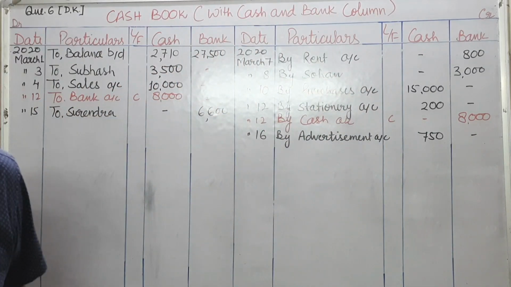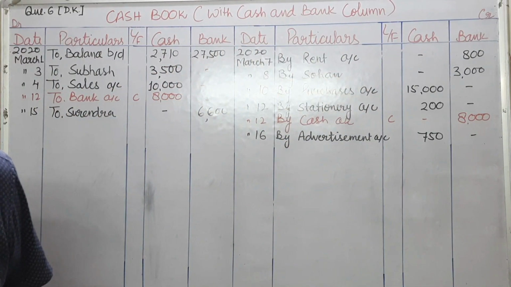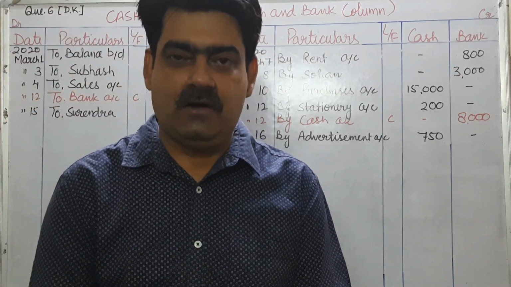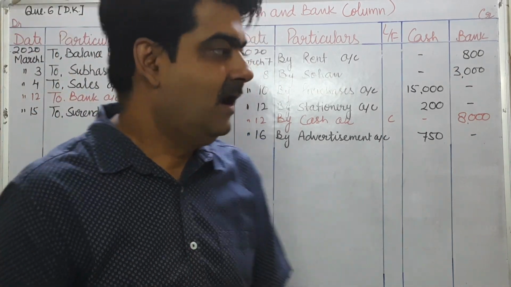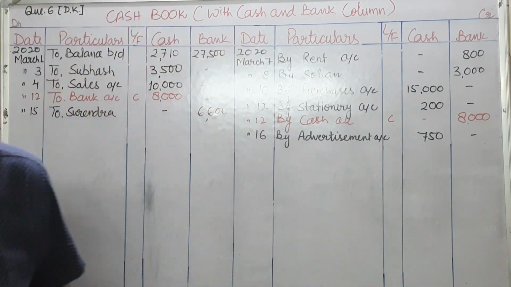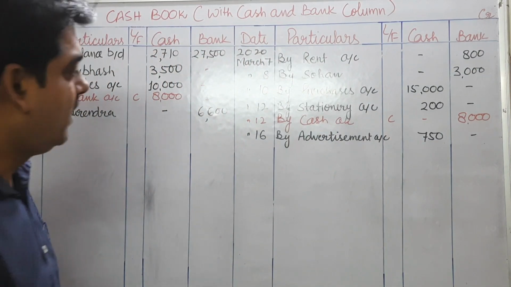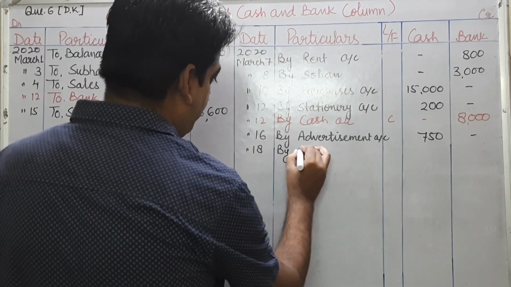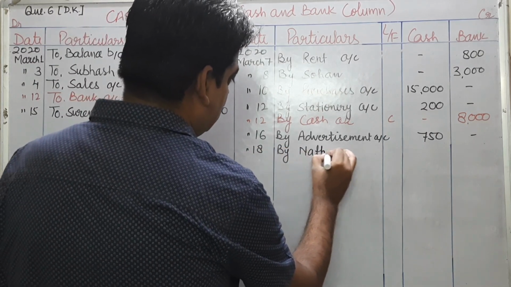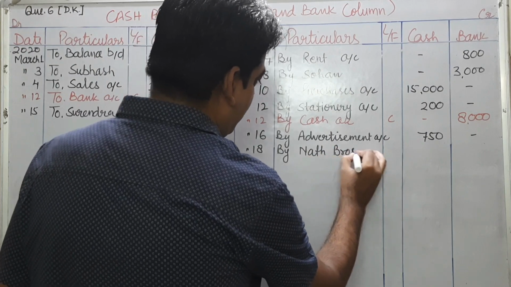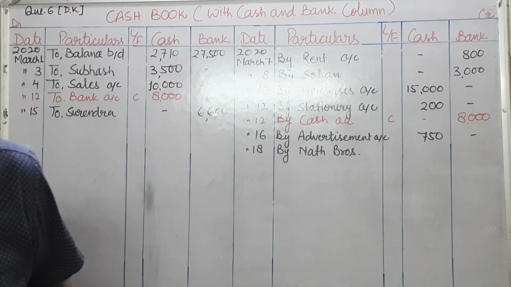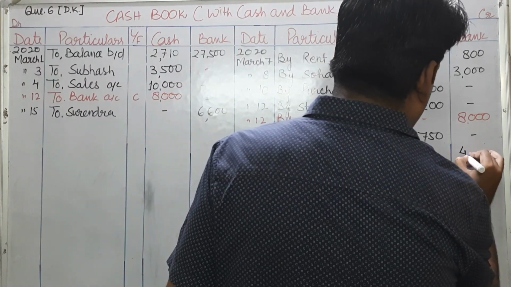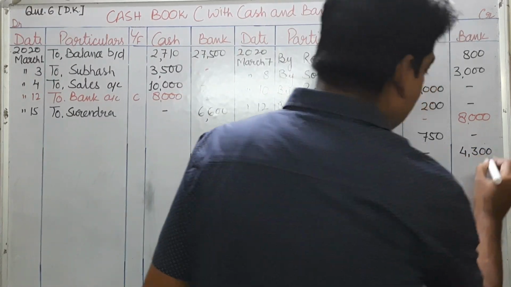Okay, now next is issued check in favor of Nath Brothers. So simple entry will be there, Nath Brothers debit to bank account, and because we are issuing check, treatment will come in credit side. March 18, by Nath Brothers, and see how much amount we are paying. We are paying 4,300 rupees. So this time amount will come in bank column.